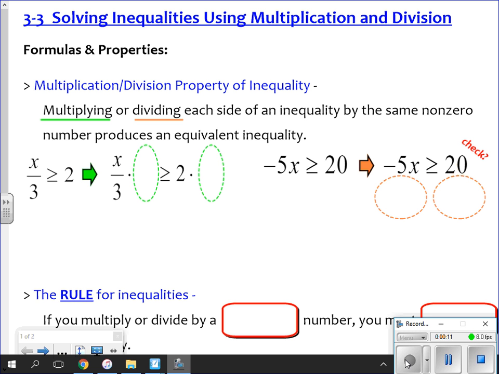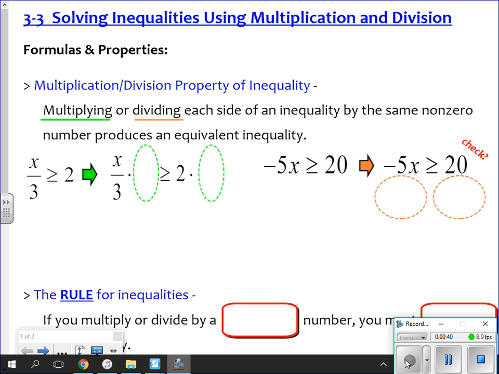So, we're solving inequalities using multiplication and division. We did this on Tuesday. We did addition and subtraction, and it worked exactly like solving a regular equation. If you needed to add or subtract, you just added or subtracted, no big deal. The process is essentially the same for multiplying and dividing, with one major important change that you have to watch out for. You have to pay very close attention when you're doing this.